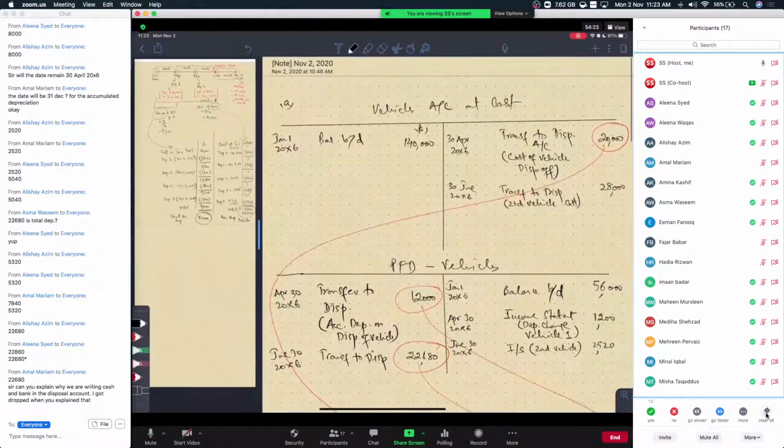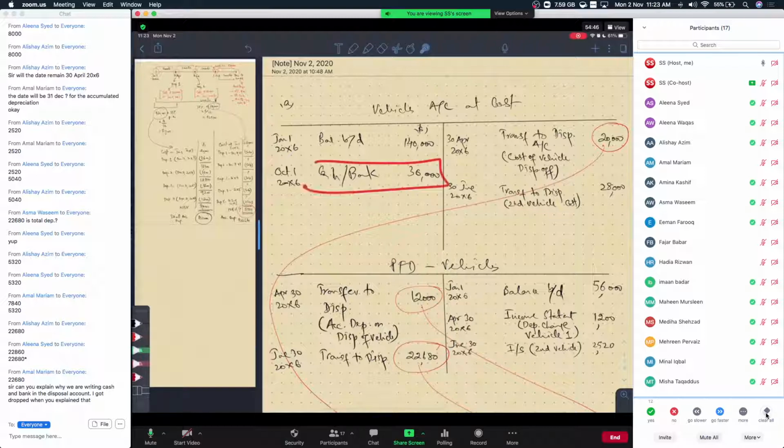$30,000 here on the debit side, October the 1st, 20x6. This is going to be your cash or bank, because you are not told whether you bought it on credit or for cash, so you're free to make your own assumptions. Yes, Amal, since I was just about to explain that. Since over here you don't know whether you paid for it or it was on credit, you are free to make your own assumptions.